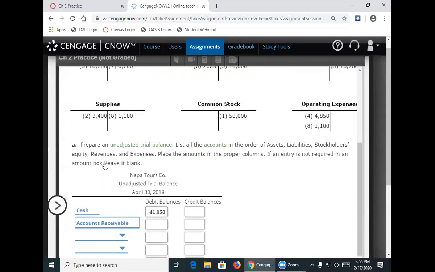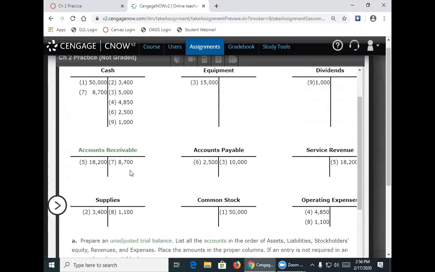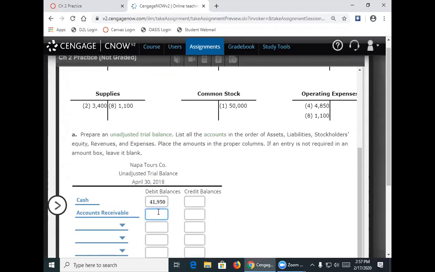So our next one's accounts receivable. 9,500, good. And again, we only have two there, so that makes it easy. Debit minus credit. It's an asset, so it should have an ending debit balance, and it does. My debits are greater than my credits by 9,500. My next one is supplies. 2,300, good. We had a debit of 3,400 minus 1,100 credit. So supplies has a debit balance of 2,300.